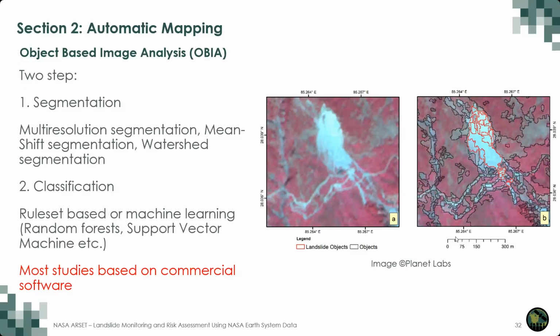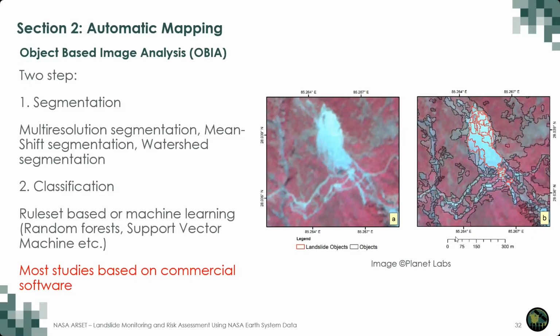The second step is classification. Most of the studies utilizing OBIA for landslide detection involve creation of a knowledge-based classification rule set for classifying segmented objects to landslides. This machine-executable rule set is created based on site-specific characteristics and manual thresholding of landslide diagnostic features such as NDVI and slope. Alternatively, machine learning methods such as random forest and support vector machine, etc., have been successfully utilized for this step as well.